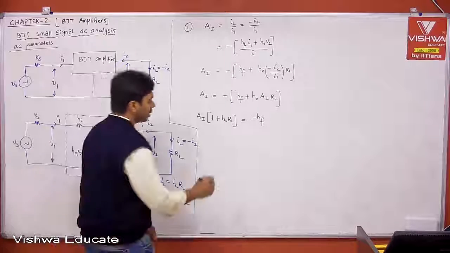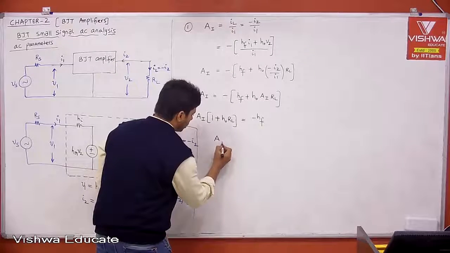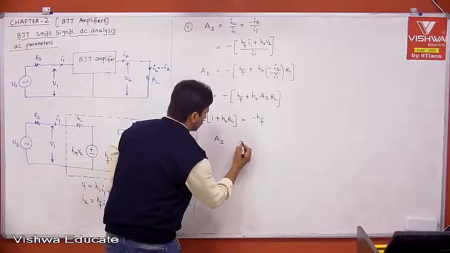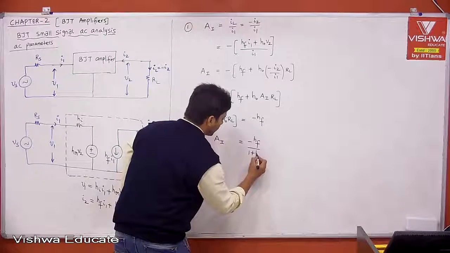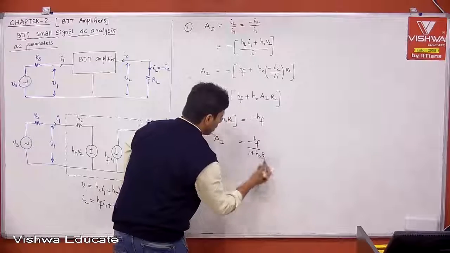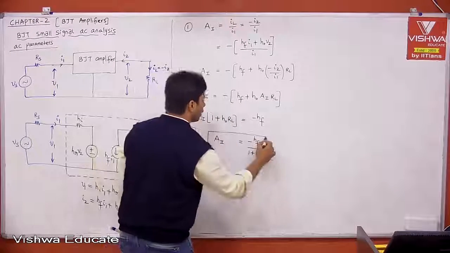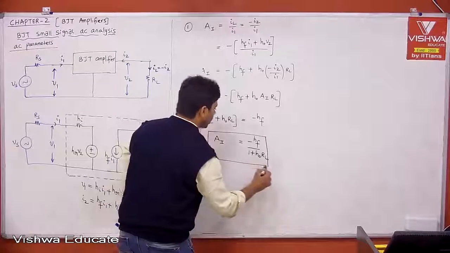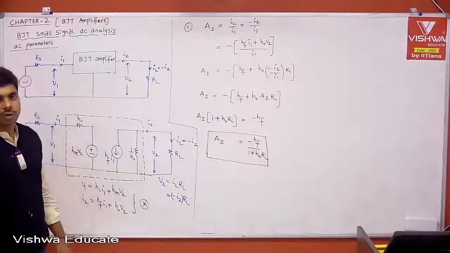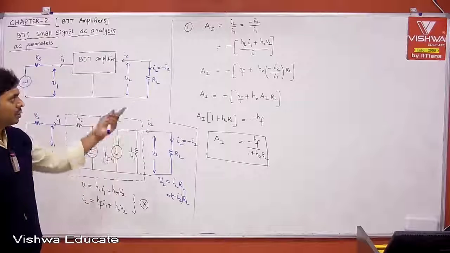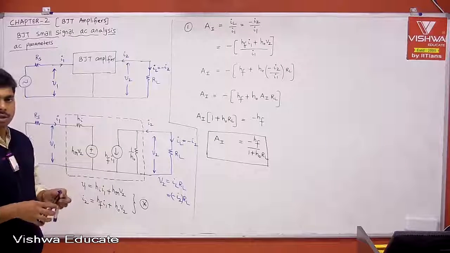Then what is your AI? Current gain AI is equal to minus HF divided by 1 plus HO into RL. This is the first formula out of 25 or 30 formulae. Therefore, this is the first one which we need to remember, and we know the derivation also. If you derive, automatically you will remember.